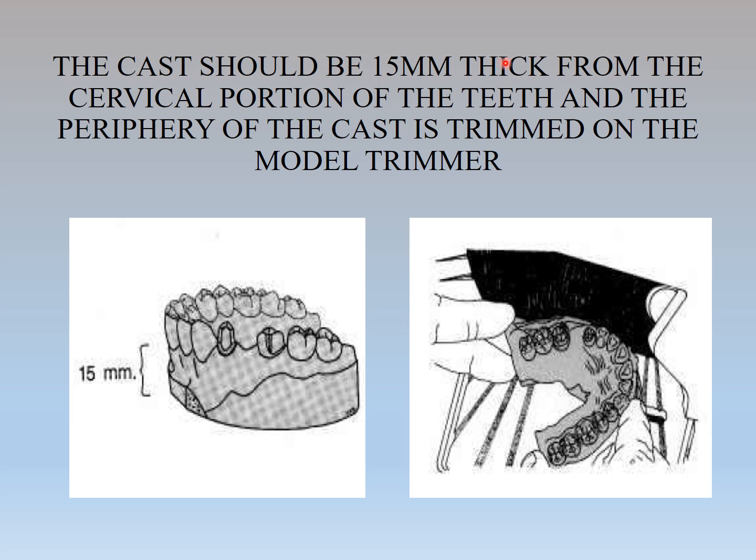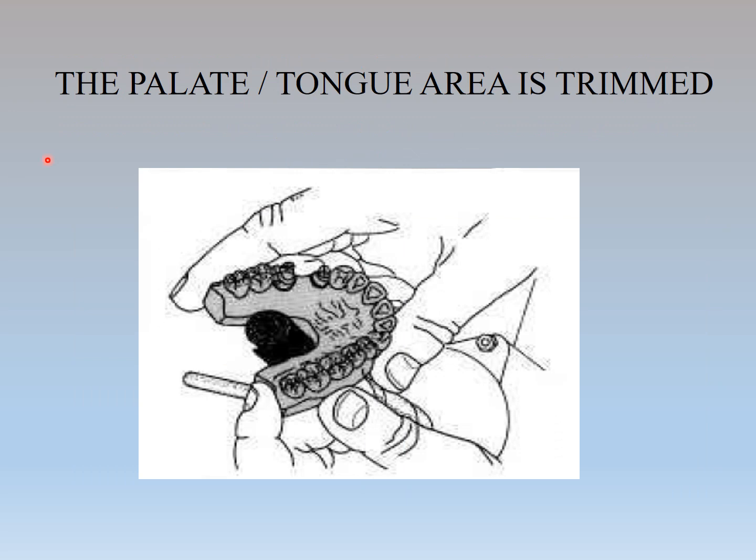So the cast should be at least 15 mm thick from the cervical portion of the teeth, and the periphery of the cast is trimmed on the model trimmer. Everything, this is the lathe and it's trimmed nicely. Don't trim out the teeth. It has to have that much thickness, guys. The palate and the tongue area is trimmed out also, guys.